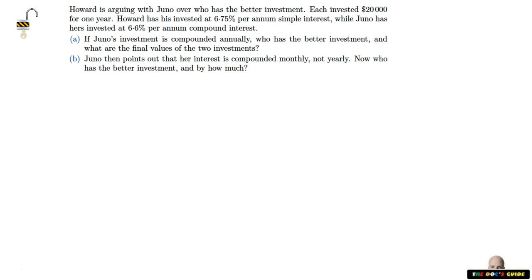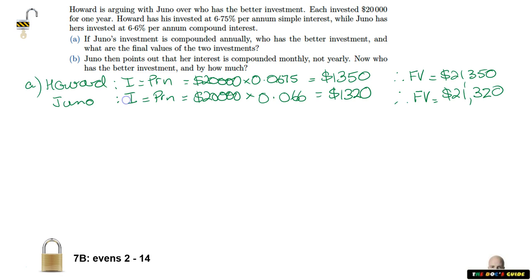Next one, also not bad, and therefore I don't think you'll get one like it. Howard's arguing with Juno over who has the better investment. So each person invests $20,000 for 1 year. Howard's invested at 6.75% per annum simple interest, while Juno is 6.6% per annum compound interest. Now, in the first one, if the investments are compounded annually, who has the better investment?